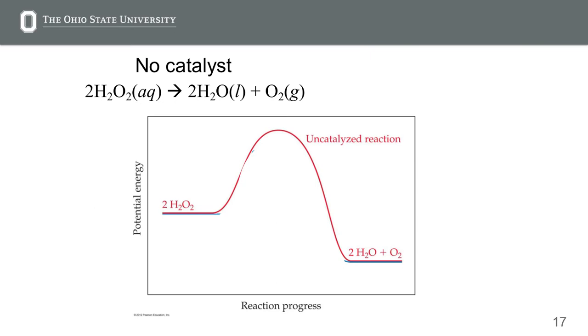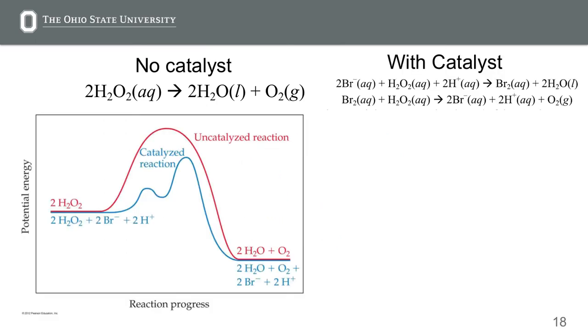For an uncatalyzed reaction, we need to go up our hill to form products in this exothermic reaction. We have a given activation energy for this reaction, and we have a transition state here at the top of the hill. But if we add a catalyst to this reaction, then we have a whole different mechanism. So here, no catalyst. Here we have a reaction proposed mechanism that occurs with the catalyst.